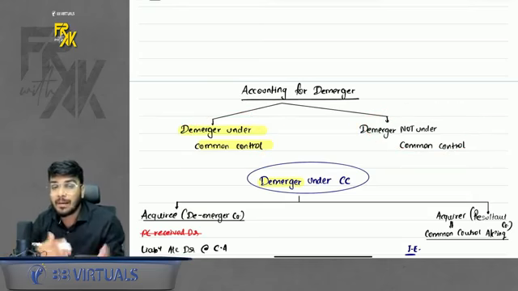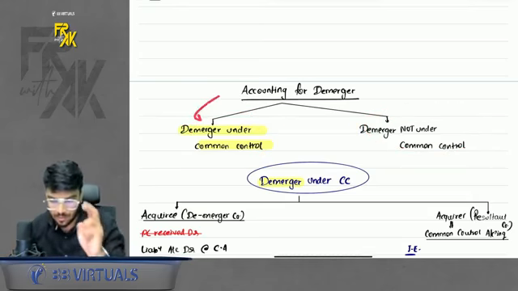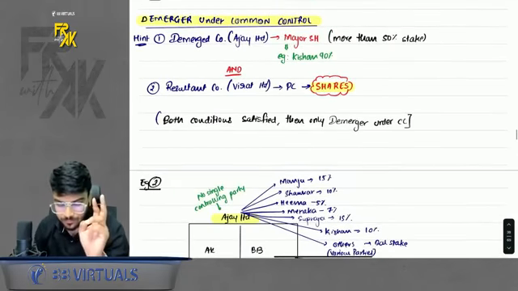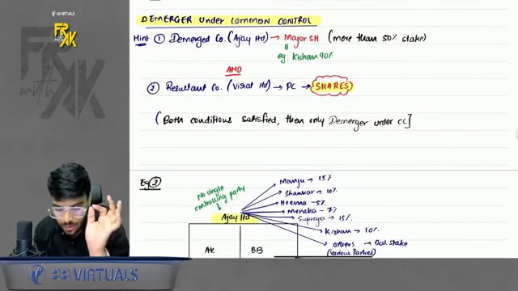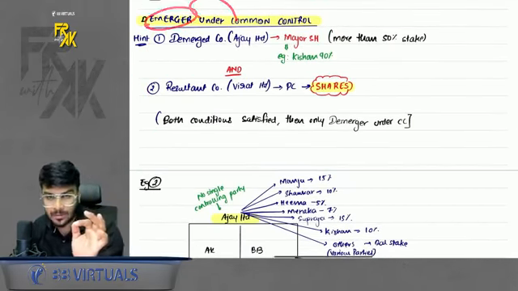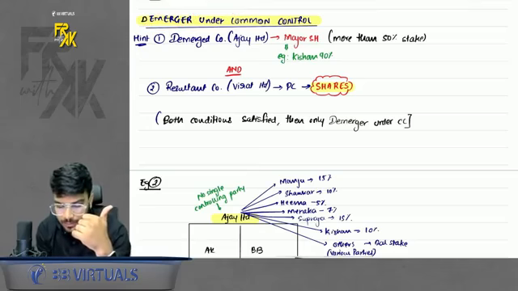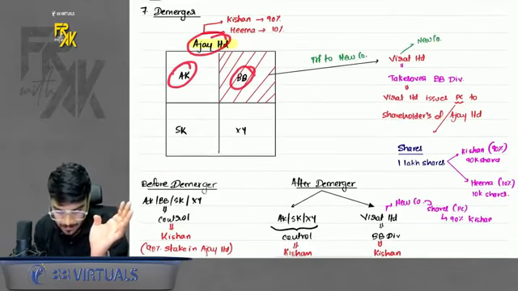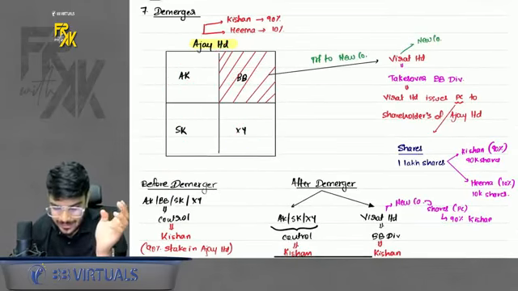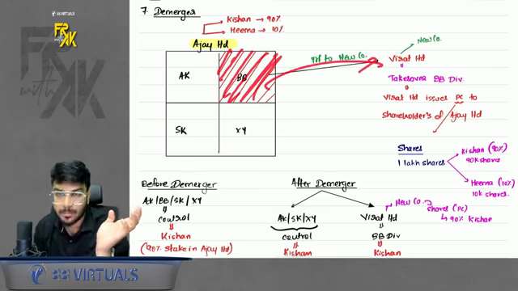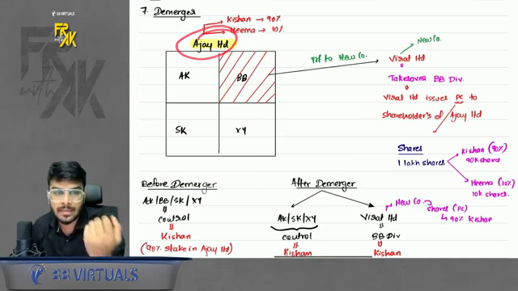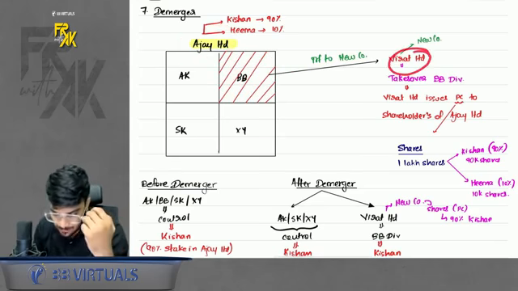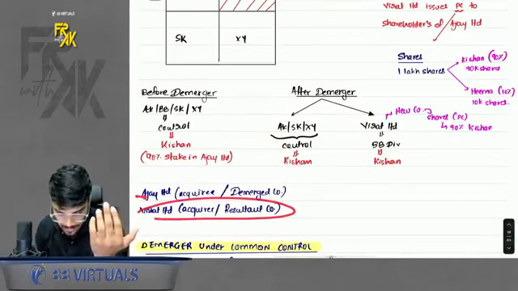Sir, how will we come to know whether it is demerger under common control? So remember, I gave you 2 hints. When will it be called demerger under common control? First, in the demerged company. Demerged means, let's say for example, Ajay has 4 divisions, AK, BB, SK and XY. Now let's say Ajay is transferring one division to a new company. So this Ajay Limited becomes the demerged company and the new company becomes the resultant company.